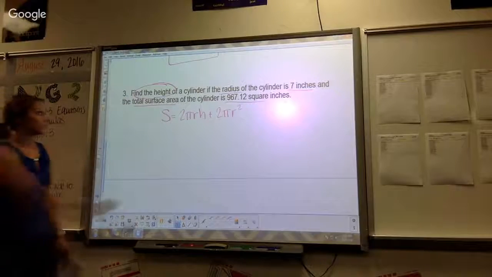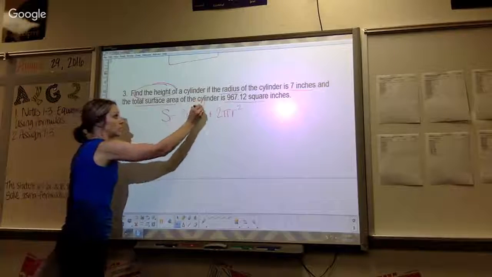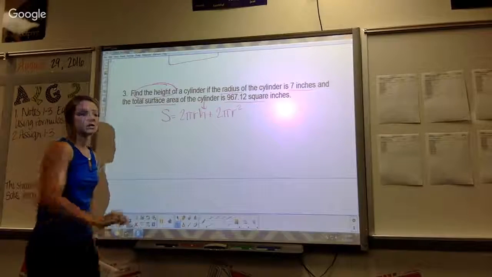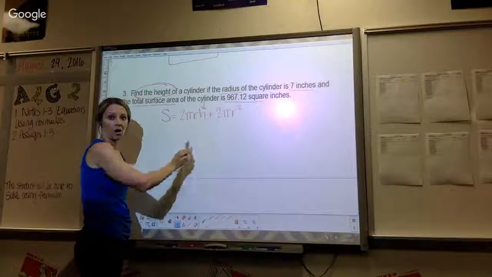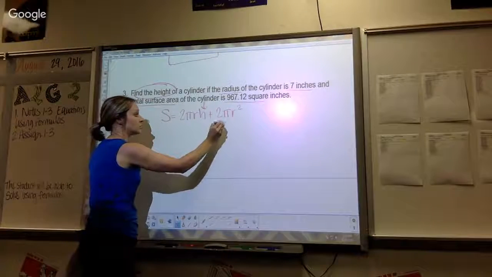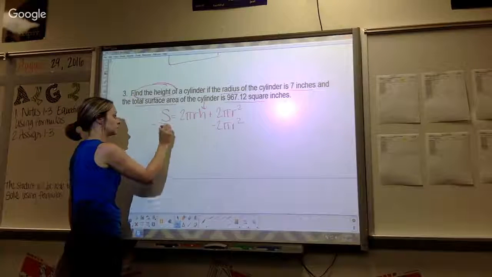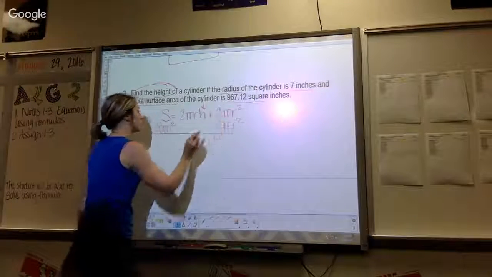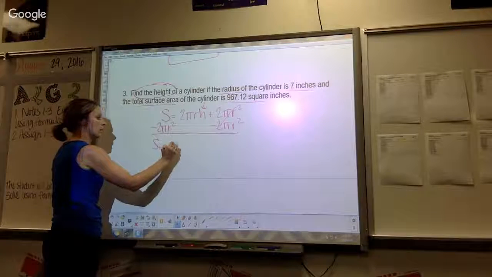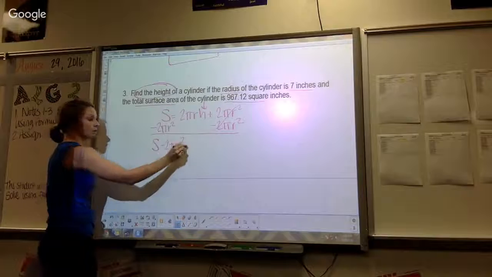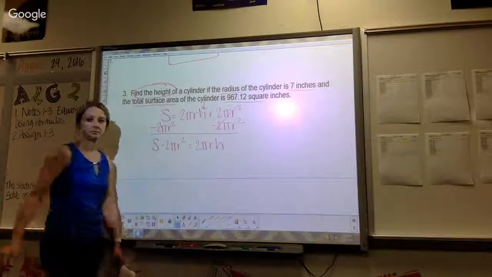And we're wanting to find the h, the height. So I'm going to solve for that. So notice I'm wanting to get h by itself. So the first step would be to move this 2 pi r squared. We are moving all of it, which means we need to subtract 2 pi r squared. So we would have the total surface area minus 2 pi r squared equals 2 pi r h.